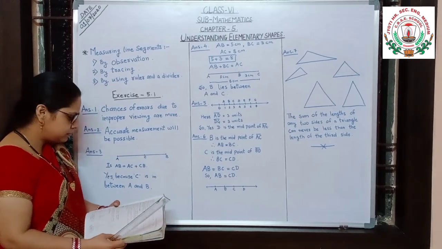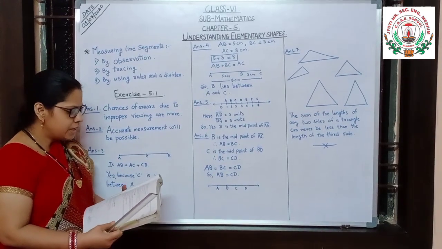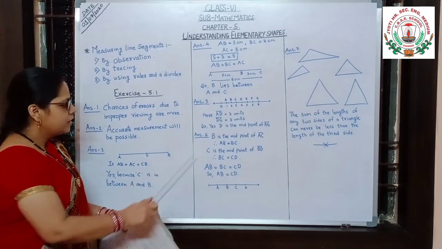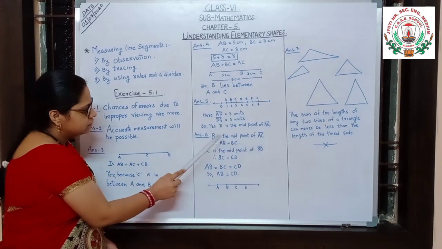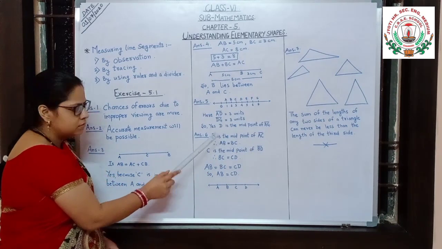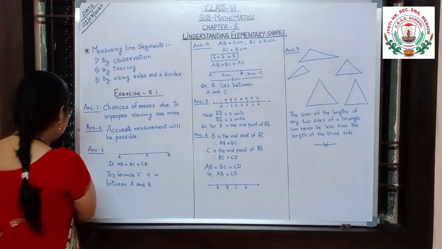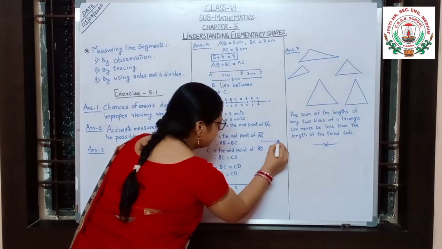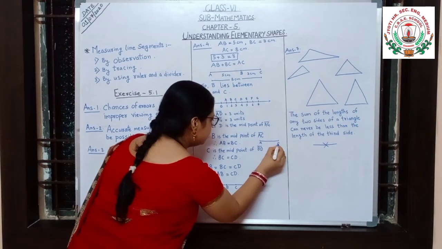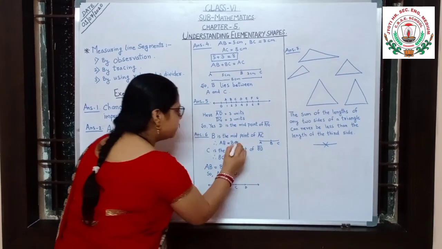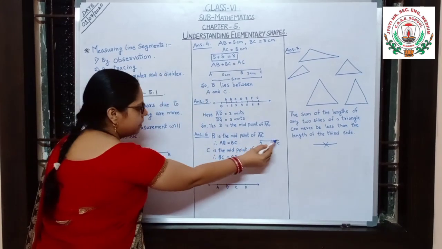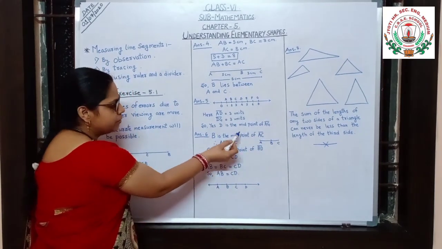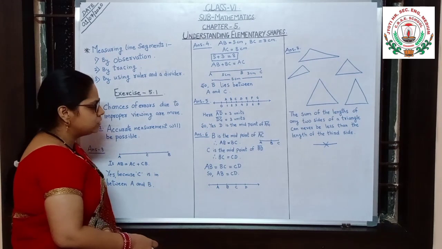Sixth question. If B is the midpoint of AC and C is the midpoint of BD. If B is the midpoint of AC, you will get B in between. Suppose B is the midpoint of AC. So roughly if I am drawing, A, C and B will come in between. B is the midpoint of AC. So AB plus BC will give you the complete AC because it is the midpoint, the center point. So AB is equal to BC also.